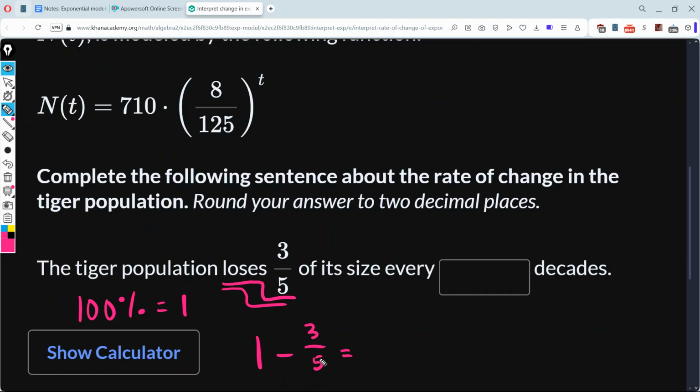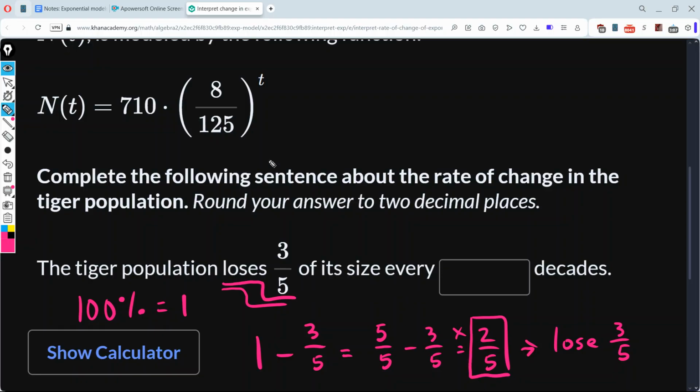All right, and 1 in terms of common denominator, that's 1 is going to be the same as 5 over 5 minus 3 over 5, which is 2/5. Okay, so if you multiply by 2/5, if you do times 2/5, that makes you lose 3/5. All right. So basically, we want to see how often we're going to be multiplying by 2/5.